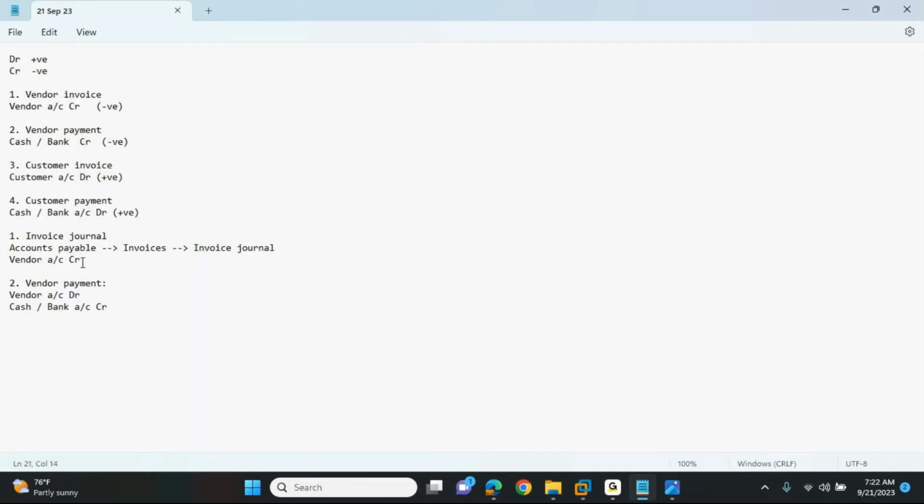Suppose I have purchased tissue papers, I need to pay, so it is minus 15. Now you have paid to the vendor, it is plus 15, then vendor balance will become 0 because I have paid. So at the time of vendor payment, vendor account will be debited and our cash balance will be decreased. It is minus.